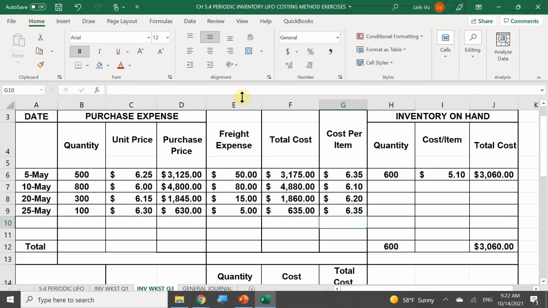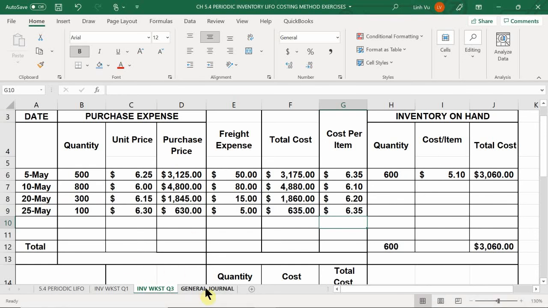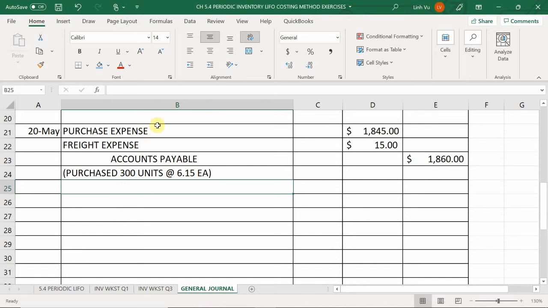$6.35. Okay. Good. So again, plug that into your journal.